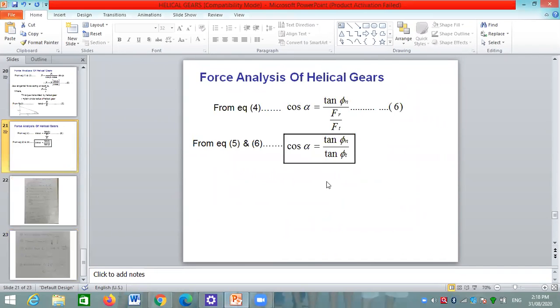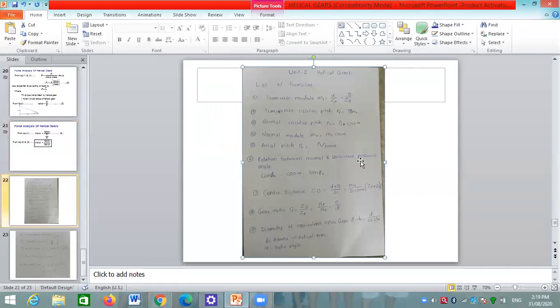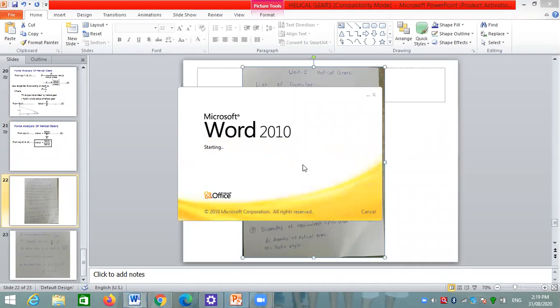And here alpha is the helix angle. The formula is tan alpha equal to tan of phi n upon tan of phi t. This formula represents the relation between normal pressure angle and transverse pressure angle. Okay, I will show all the formulas together so you will not get confused. Wait, I will enlarge this image in Word so you can understand it better.